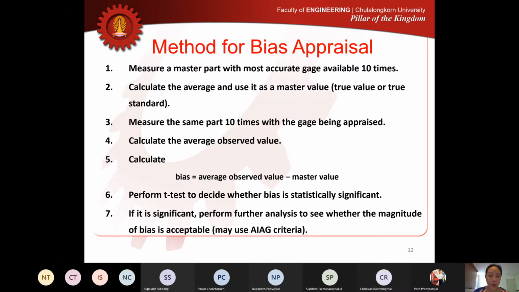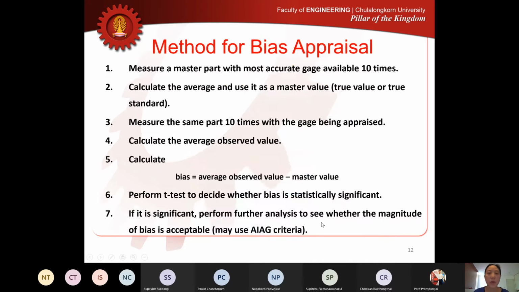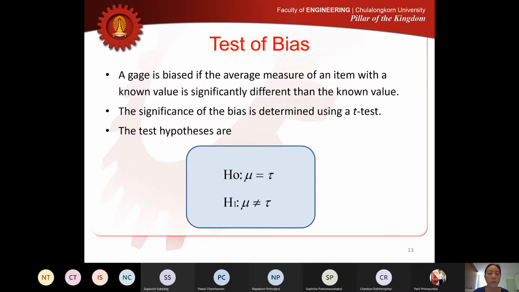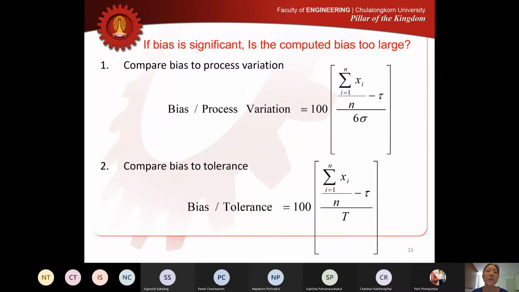And coming back to the situation where bias is significant, we will do a further step, which is number 7. We will perform further analysis to see whether the magnitude of the bias is acceptable or not. To do so, I will skip to this slide to see if the amount of bias is significant or too large. So we will compare the amount of bias with 2 things.